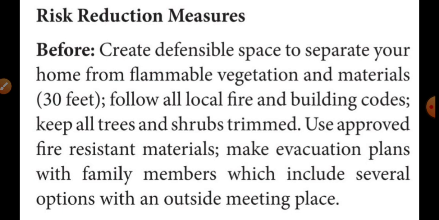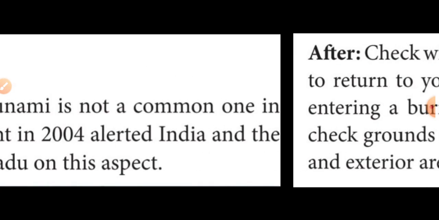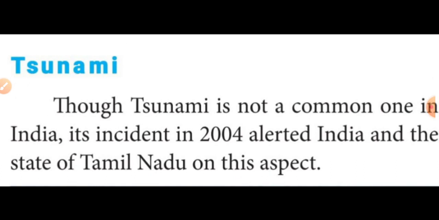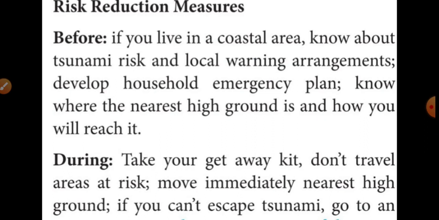Then after a fire accident, what are the things we want to do? We should find out whether any sparks are there, those burning areas we should find. That means any spark particles, any burning piece of wood, any sparks that are there, everything we should clear. Okay, then tsunami, how does a tsunami occur? Before a tsunami, we should find out the routes, the high ground routes, how we will reach that high ground.